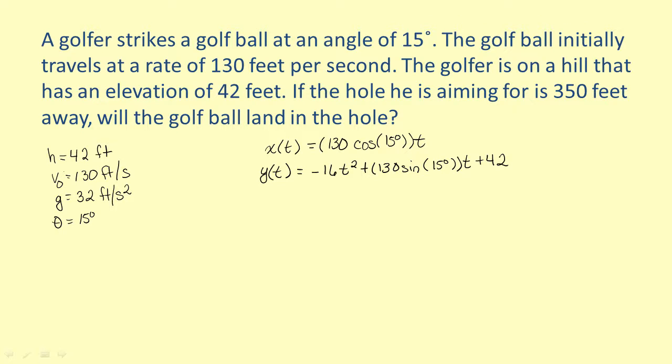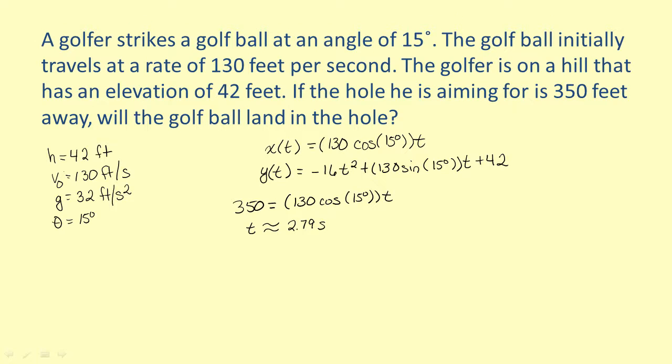We want to know whether or not the golfer will make his shot. To do this, let's set the first equation equal to the horizontal distance between the golfer and the hole, which is 350 feet. Now we can solve for t. So we have t is approximately equal to 2.79 seconds.